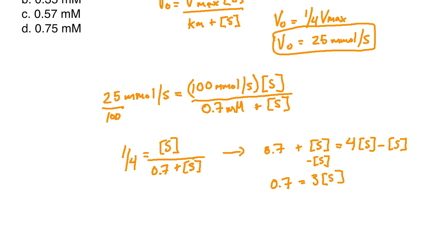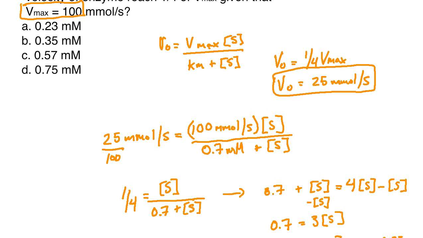We're algebraically rearranging this again, and then S is simply going to be 0.7 divided by 3. That's going to equal the concentration of S. And if you put that into your calculator, you should see that S is then going to equal approximately 0.23 millimolar. And if we go up and we look, that would be answer A as the correct answer.